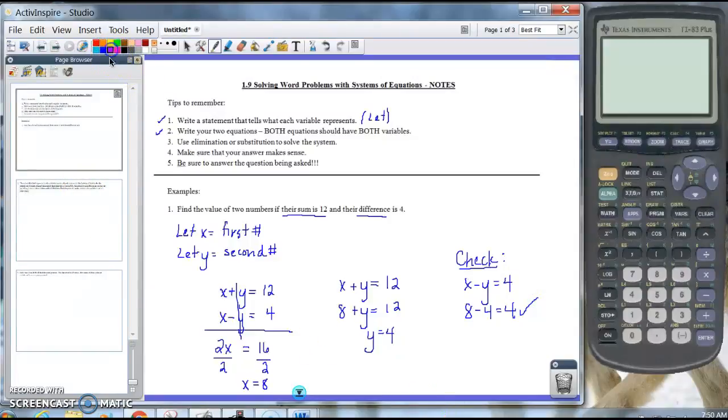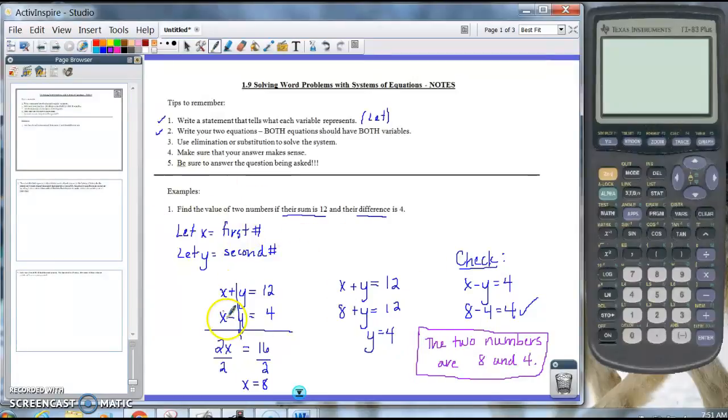Now, here's the last part. Be sure to answer the question being asked. The two numbers are 8 and 4. I just answered the question being asked.